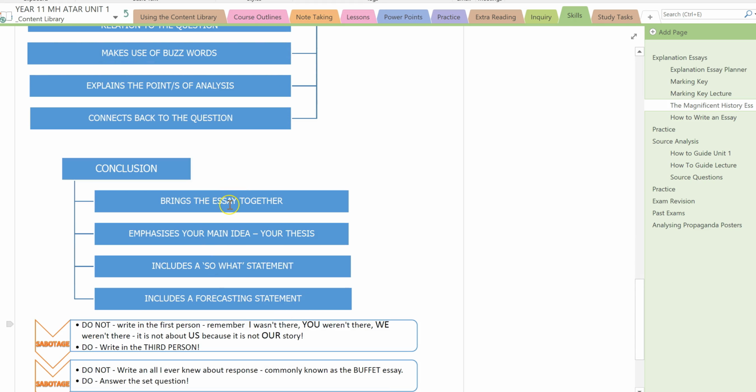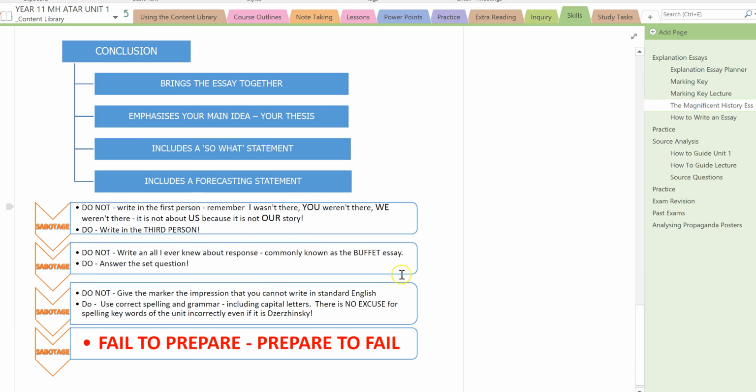Conclusion, bring your essay together. Emphasize your main idea. Include a so what statement, and maybe include a forecasting statement, which is what's going to happen next. What do you think is going to happen? Or, if things had kept going, what might have happened? So really, that's what you want to look for there at the end. Do not write in first person, okay? Write in third person. Never use I, because it's not our story. It's someone else's story that you're looking at.